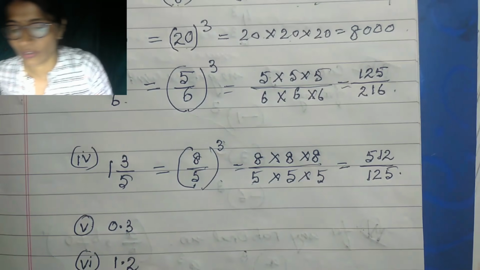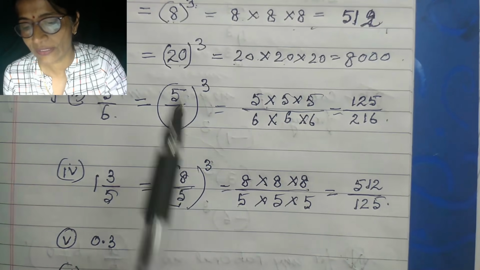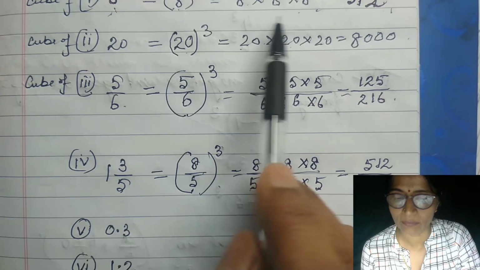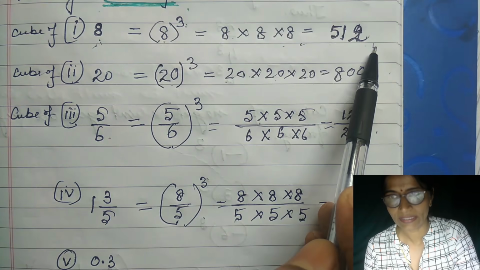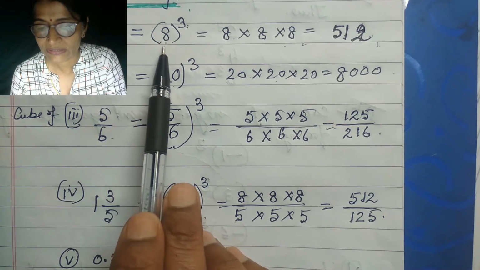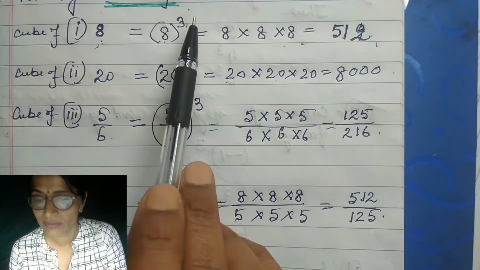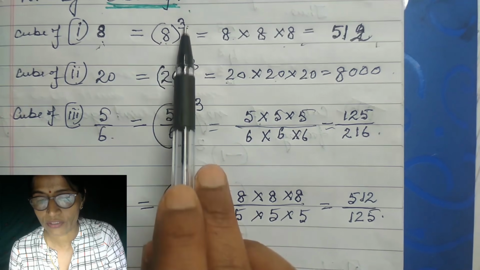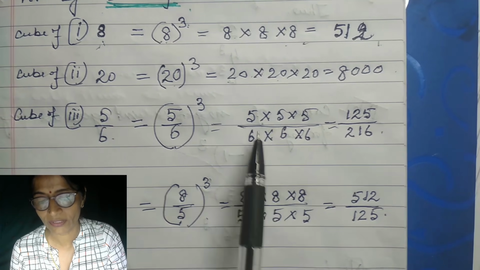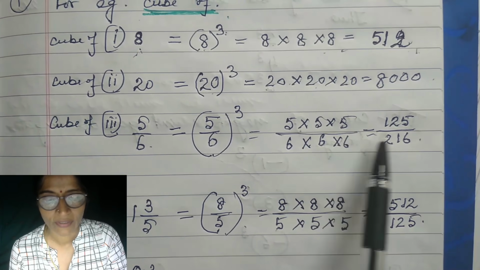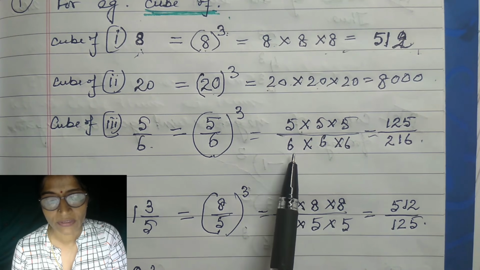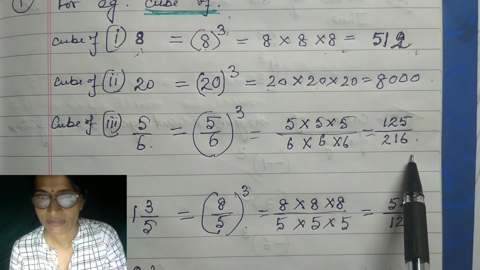So here what do we observe? We have noticed that cube of a number means we have to multiply the number thrice, and whatever value I get will be the cube of that particular number. It means we have to raise the power of the number to 3. So 8 cube is equal to 8 into 8 into 8, that is 512. If 5 by 6 whole cube, then it is equal to 5 into 5 into 5, that is 125 in the numerator, and the denominator also I have to multiply 3 times. So 6 into 6 into 6, that is 216.